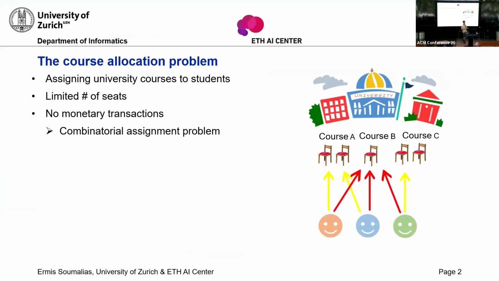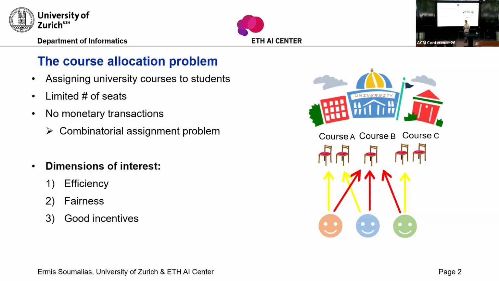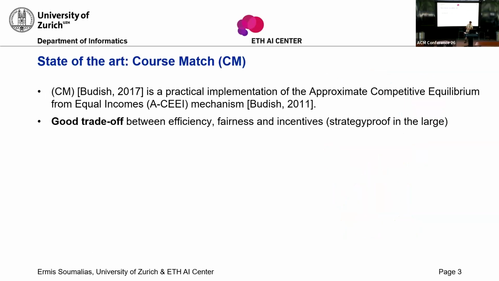The combinatorial assignment problem arises in large educational institutions every semester when they have to assign courses to their students. There's a limited number of seats available in every course. Students can have combinatorial preferences over them, and monetary transactions are prohibited for fairness reasons. These factors combined make this an instance of the combinatorial assignment problem. The dimensions of interest are the usual suspects, namely efficiency, fairness, and good incentives. Our goal is a practical mechanism good in all of the dimensions.